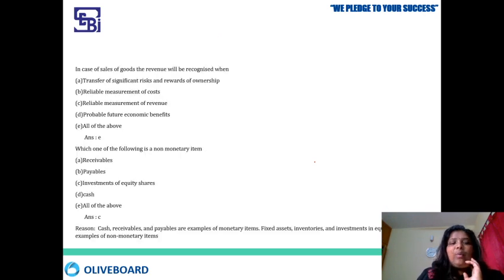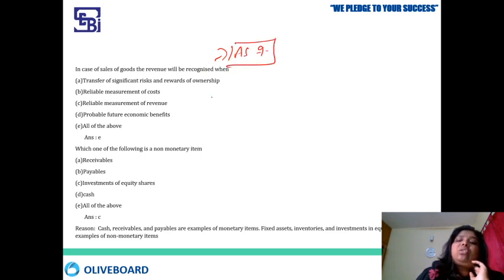All right. Next question. In case of sale of goods, the revenue will be recognized when? Guys, understand this is related to your Accounting Standard 9, revenue recognition. This also we have seen in our lecture. All right. So remember that AS9 deals with three things we have seen. One is sale of goods, sale of services, and then revenue generated from the enterprise assets used by others, say for example, interest, dividend, and what else we have seen? Royalty. Correct.